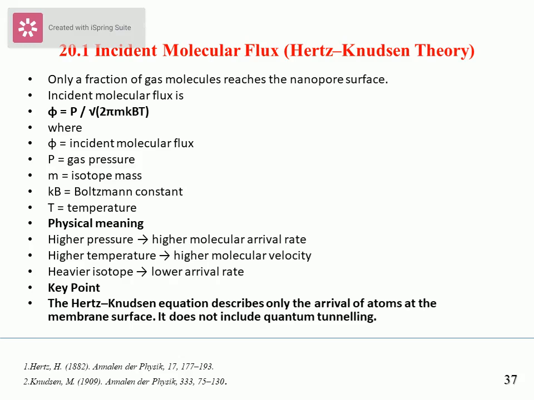Now, let's start with the first step, incident molecular flux. This comes from the Hertz-Knudsen theory. It tells how many helium atoms actually hit the membrane surface. Flux depends on pressure, temperature and mass. Higher pressure and temperature mean more arrivals. Heavier isotopes arrive slower, but this is just arrival, no tunneling yet. That comes next.